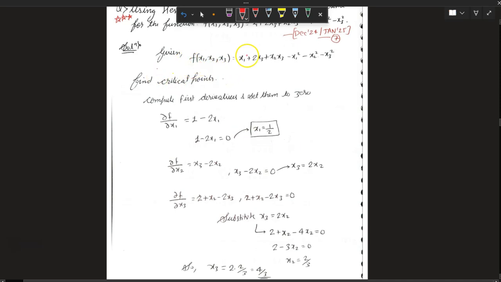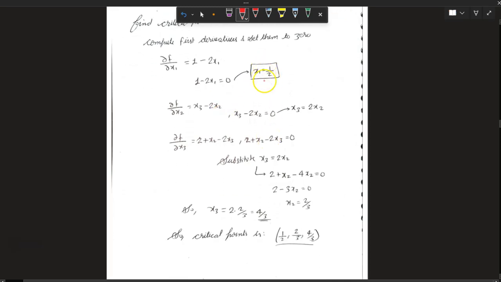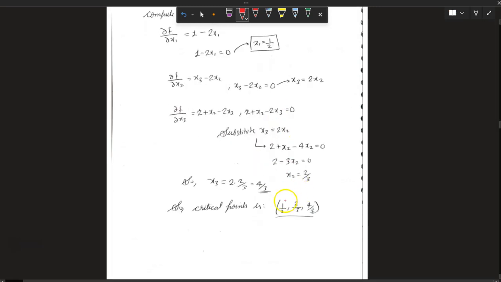First the function is given, so you have to find the critical point. How to find it? By differentiating. Partially differentiate with respect to x1, x2, x3 and you will find the critical points. After finding them, you will get x1 is equal to half. For x2 and x3, you have to use the substitution method, because both x2 and x3 are present here. You can't find them by equating to 0, so you just have to substitute a value from here to there. Then you will get x1 as half, x2 as 2 by 3 and x3 as 4 by 3.